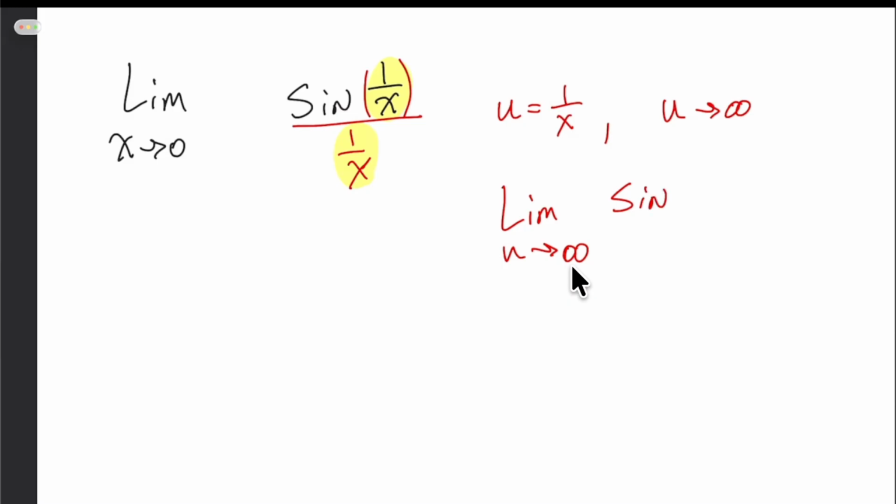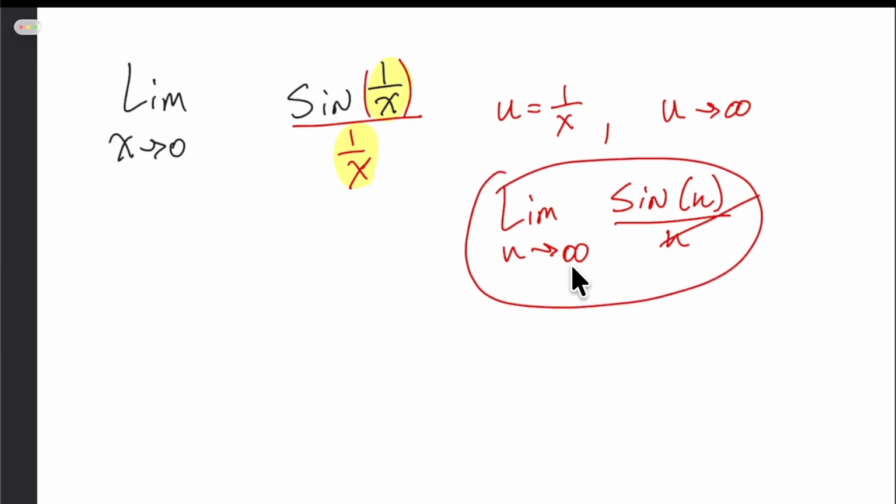So now we're going to change this to the sine of u over u, and this is another big 5 limit that heads to 0. So the final answer to this is 0.